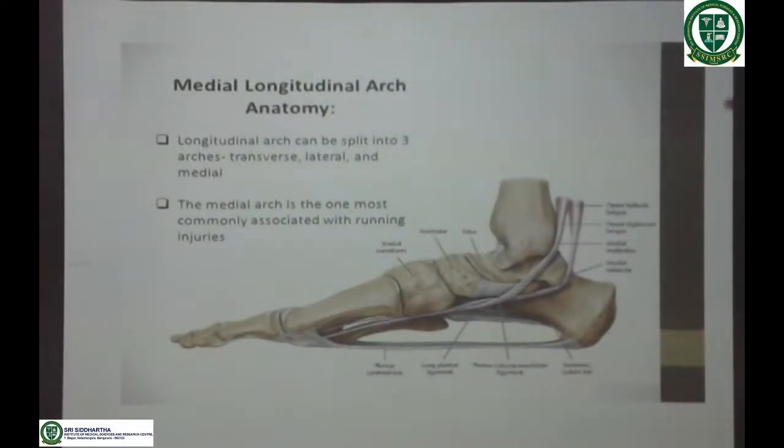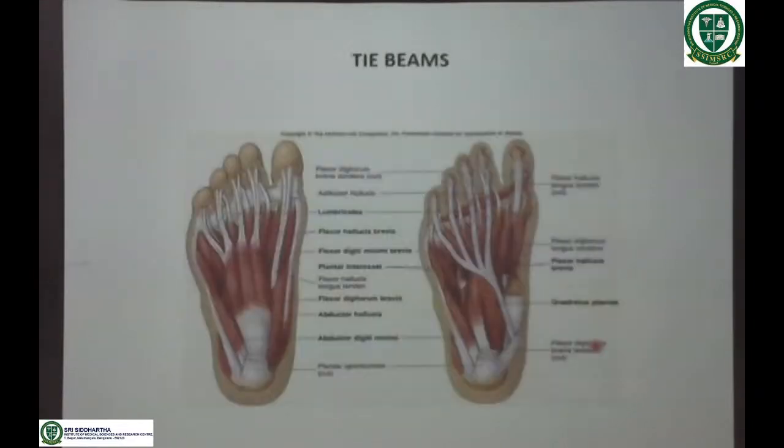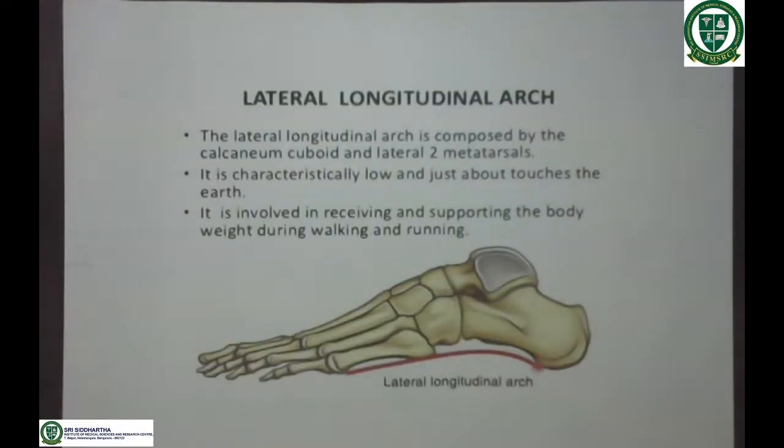So we should know the framework of the longitudinal and transverse arches. See, this is the medial longitudinal arch. Here, this is the lateral aspect, and this is the lateral longitudinal arch. Like that, here it corresponds with the cuboid and the cuneiform bones and the base of the metatarsals. There we get the transverse arch. Like this, there we get the transverse arch.